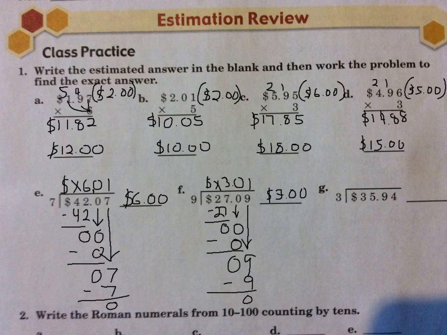G, we have $35.94. Let's round that. That'd be $36, and we need to figure out how many times does 3 go into $36. It goes in 12 times, so 12 is going to be our answer. $12.